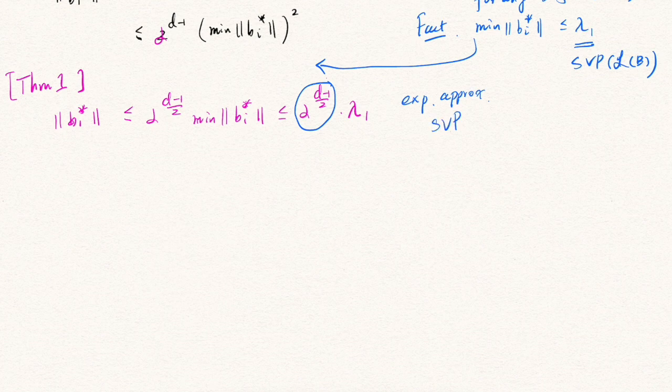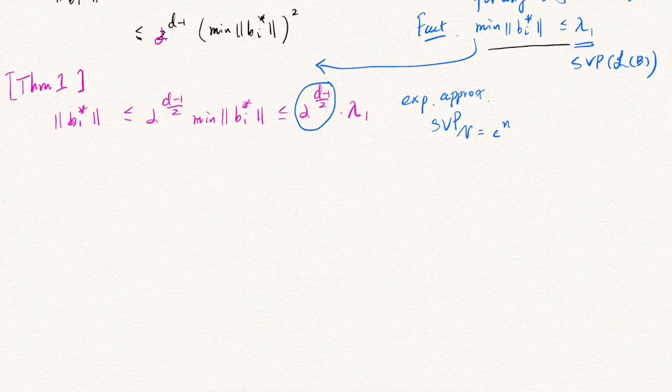Sometimes if you read crypto papers, you will see some c to the n, which means it's an exponential approximation factor at the front. Okay, so that's the first theorem. Now let's go back to the fact and see why this is true.